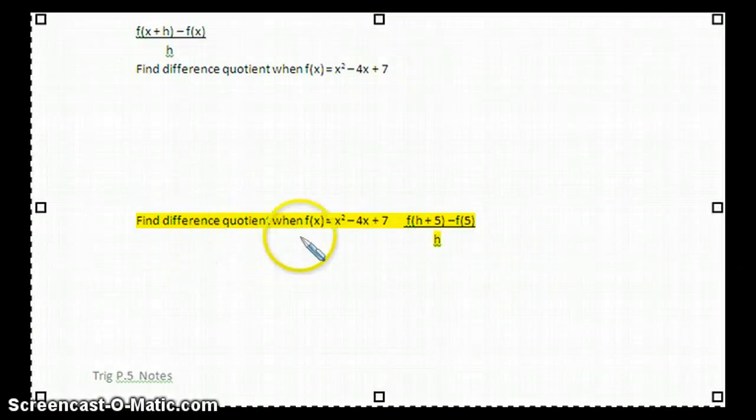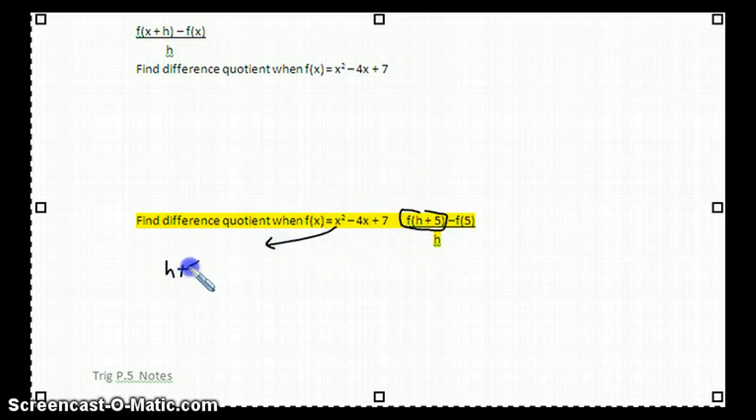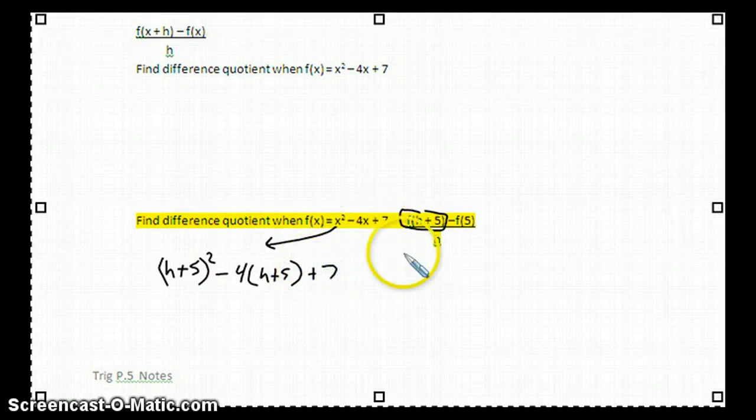So if I ask you to find the difference quotient of x squared minus 4x plus 7, and now the quotient is in this form, the first thing that you're going to do is you're going to replace the x with an h plus 5. So you've got to do this part first. So let's rewrite all of this as h plus 5 squared, so get rid of that x, minus 4 times h plus 5, and then plus 7. And the second part of it is you have to then subtract f of 5.